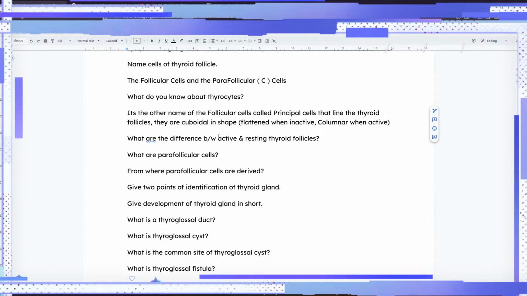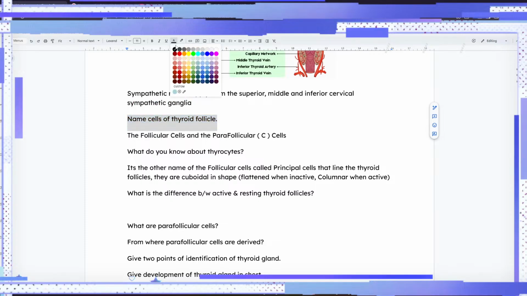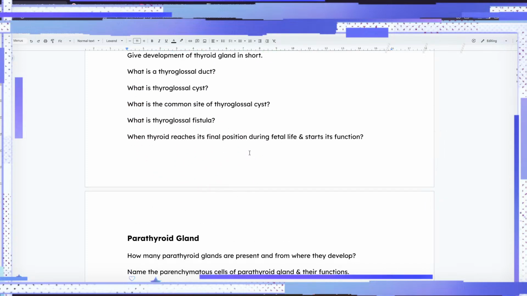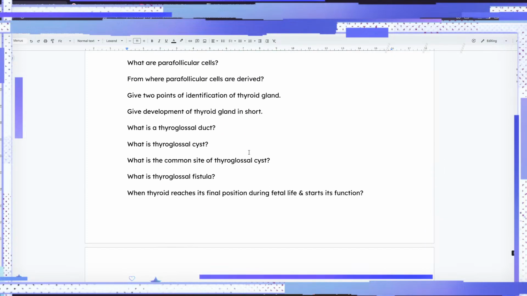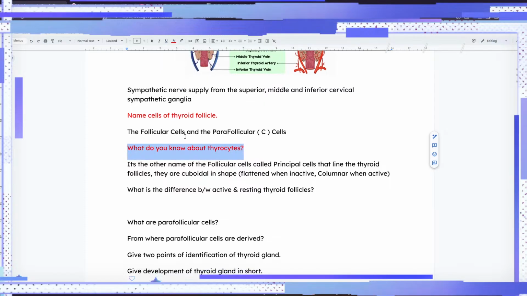What is the difference between active and resting follicles? That's a fair enough question. There's still some stuff left, so let's try to wrap it up.